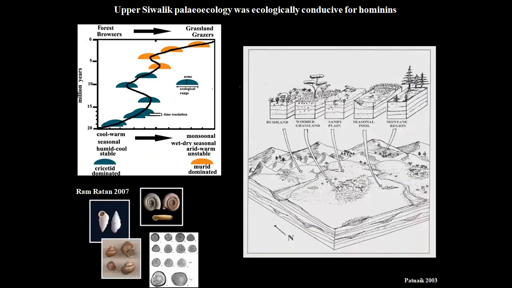But the habitats, as I was saying, suggest possible presence of humans. When we look for sites, we first look at the habitat. Was it ecologically conducive for occupation? I talked about forest environments, grasslands. So Shivaliks also show similar evidence.